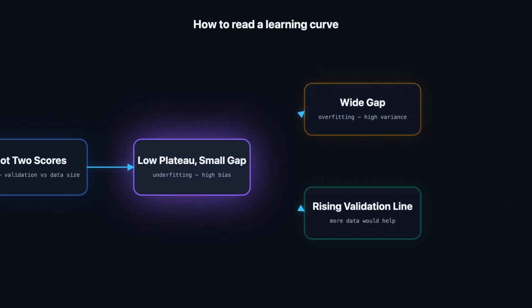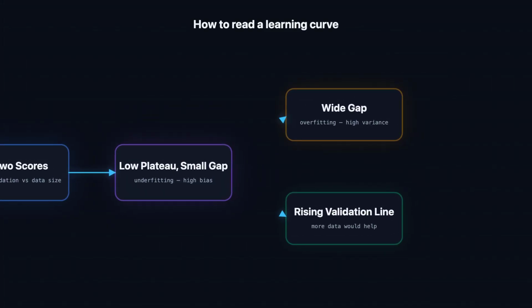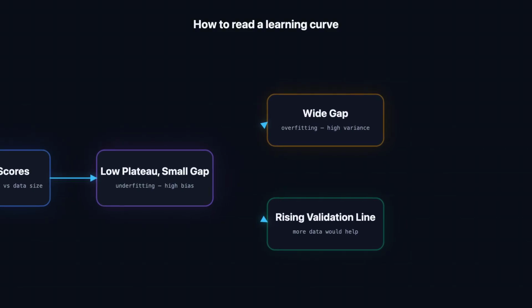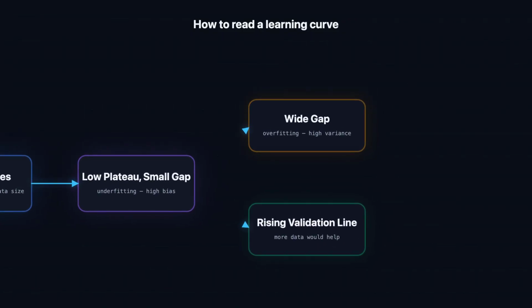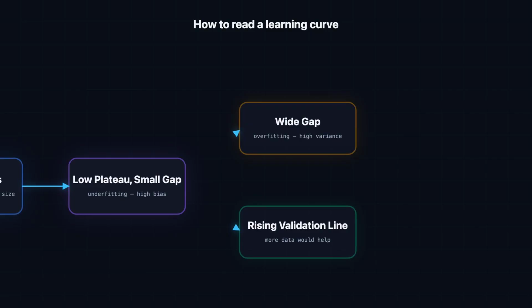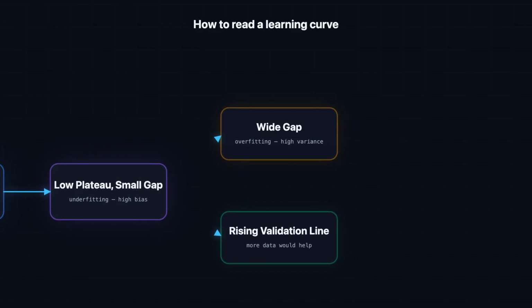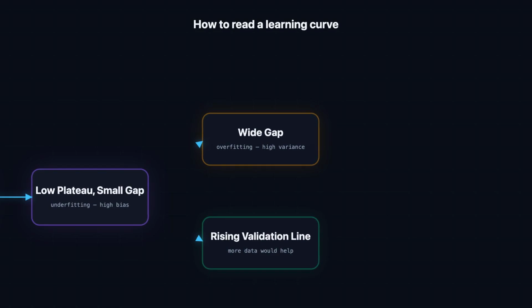Now, look at the first pattern. When both lines flatten out at a low score and sit close together, that is underfitting or high bias. The model is just too simple to capture the real pattern, so pouring in more data will not rescue it, because it is already plateaued. What you actually need here is a more powerful model or better features, not a bigger data set.